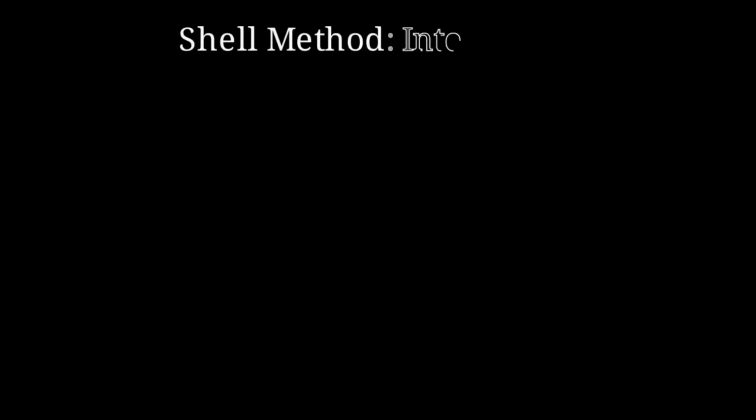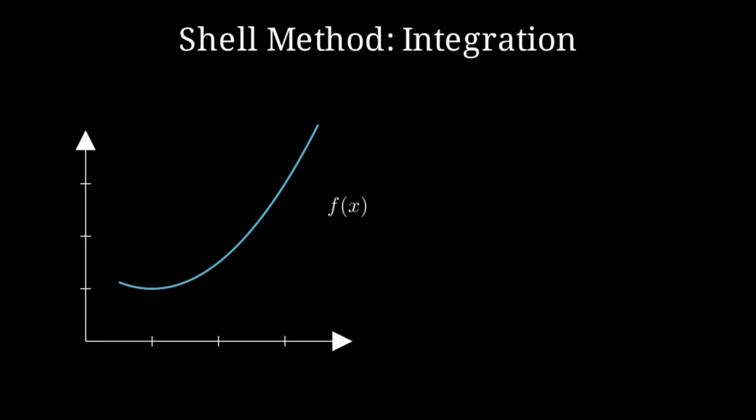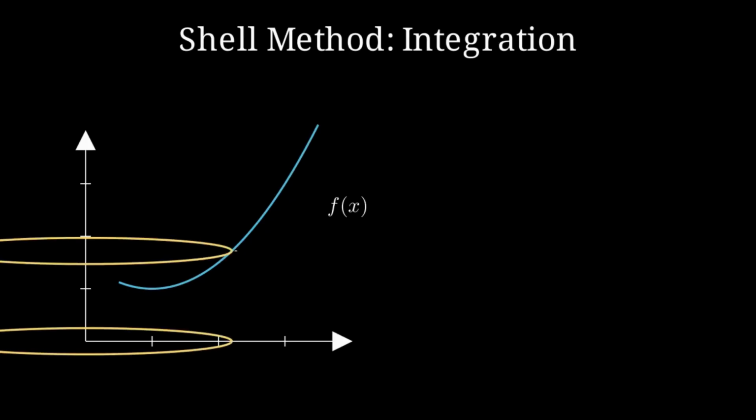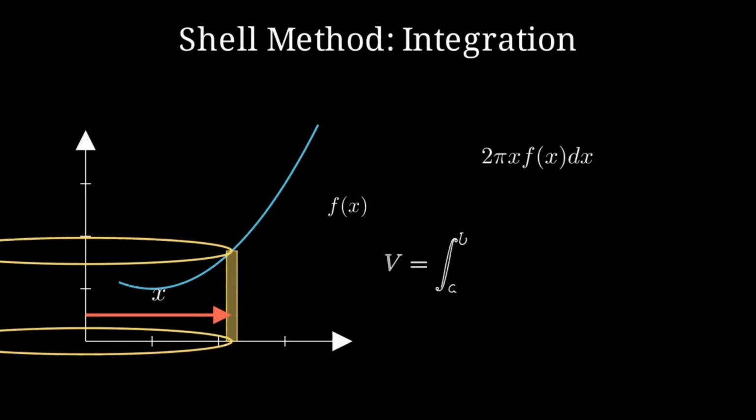For a rotation around the y-axis using vertical shells, the radius is simply the x distance from the axis, and the height is the function value f(x). We integrate these shells from the inner radius to the outer radius. This method is often superior when the function is defined in terms of x but rotated around a vertical axis.